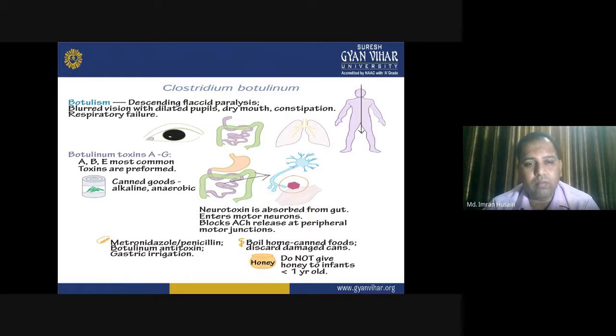So, treatment includes metronidazole or penicillin, botulinum antitoxin, or gastric irrigation. Boil home-canned food. Discard damaged cans. Honey: do not give honey to infants that are less than 1 year old.